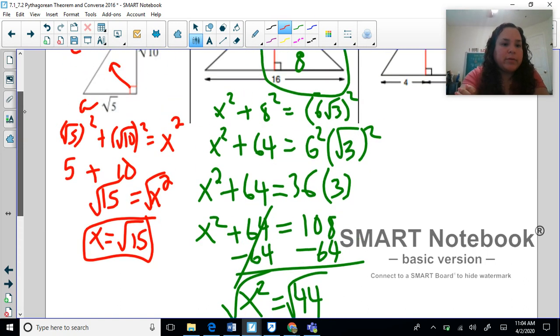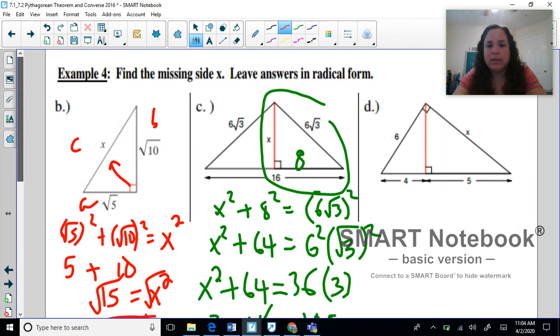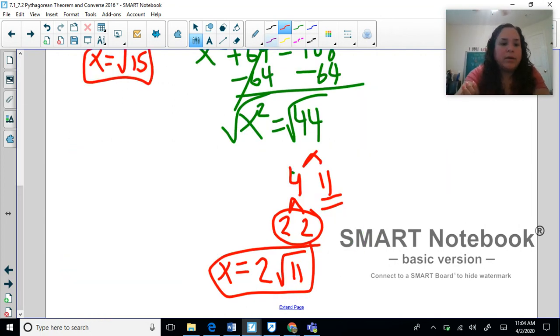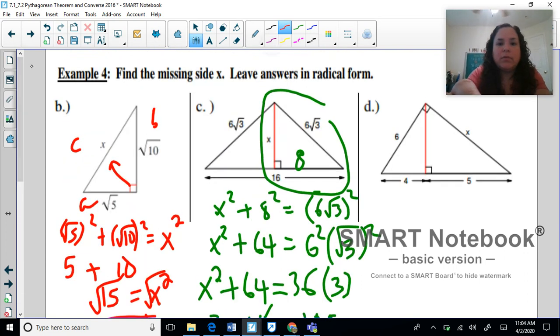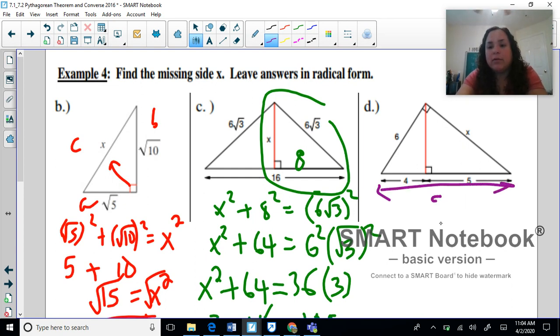Okay, so now let's take a look at example D. With example D, we have, again, 2 triangles inside of a bigger triangle. The bases of the 2 triangles are 4 and 5. We're going to add those together. They actually equal 9. And we use the Pythagorean theorem here.